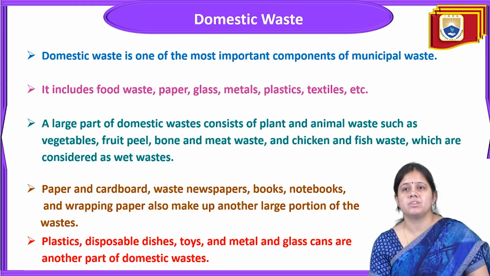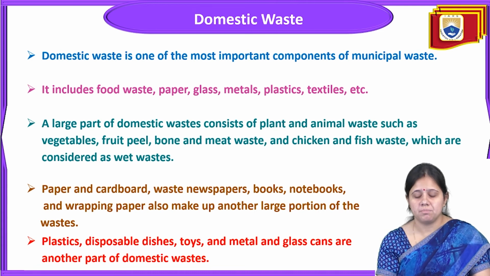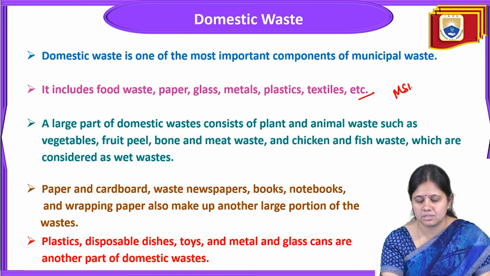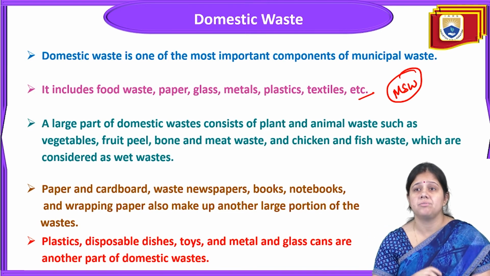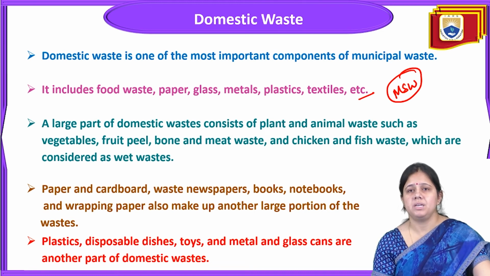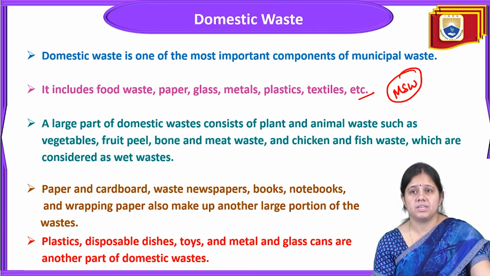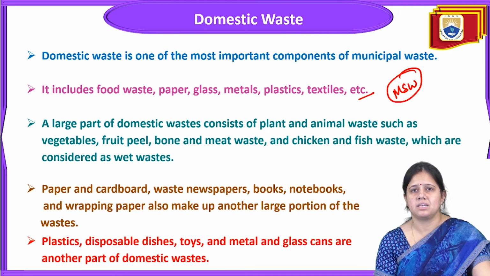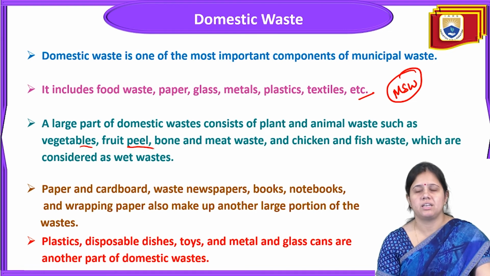Now we come to the next type of waste, that is domestic waste or urban waste. Domestic waste is one of the most important components of MSW, municipal solid waste, and it contains all the waste that is generated from residential activity, so from a household. Examples are food waste, paper waste, glass waste, metals, plastic, textile, etc. A large part of domestic waste consists of plant and animal waste like vegetable waste, fruit peel, bones and meat waste, and chicken and fish waste, which are considered wet waste.